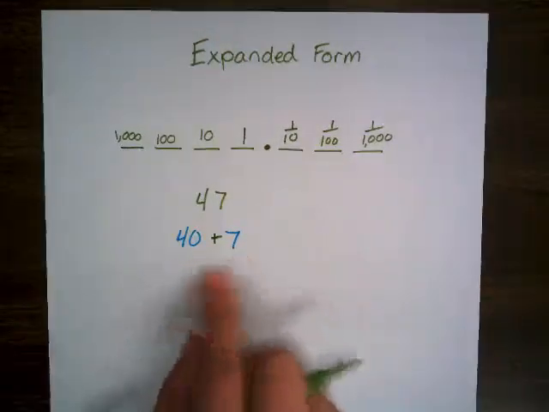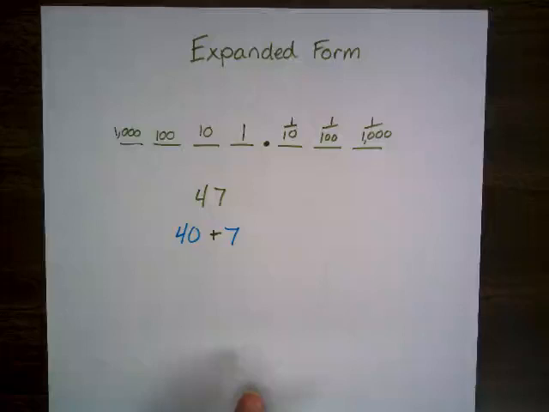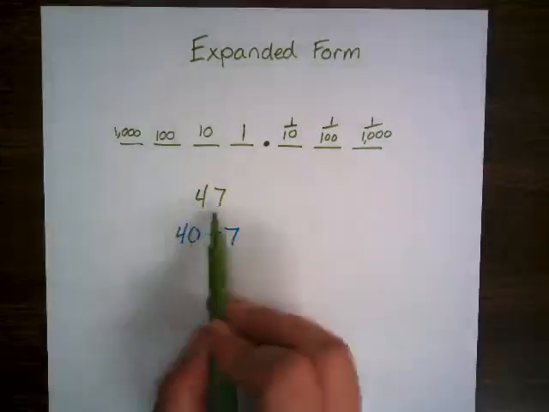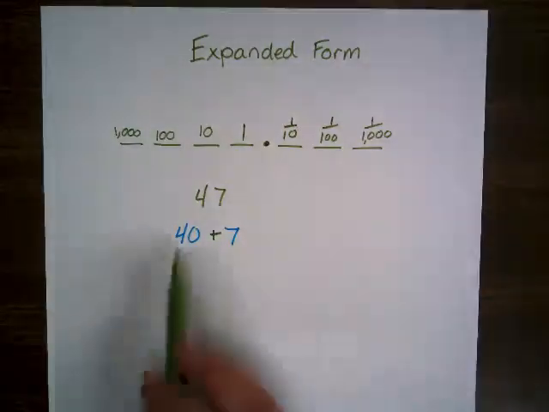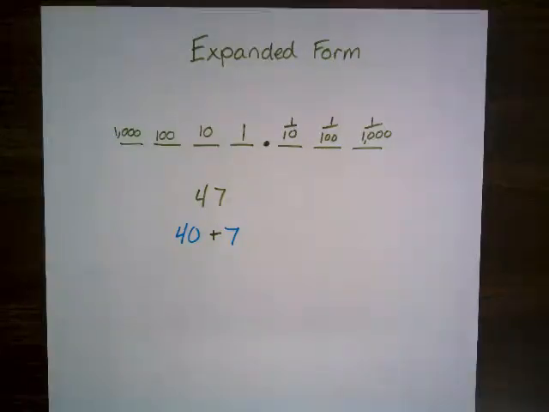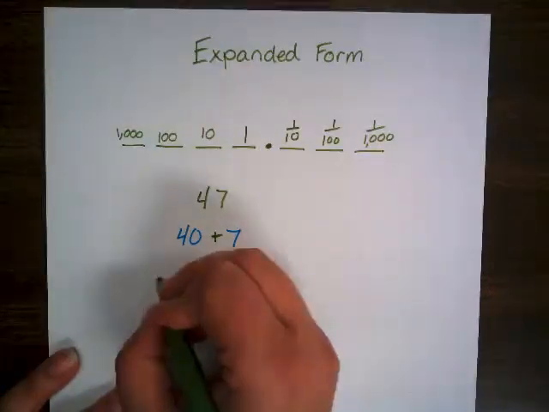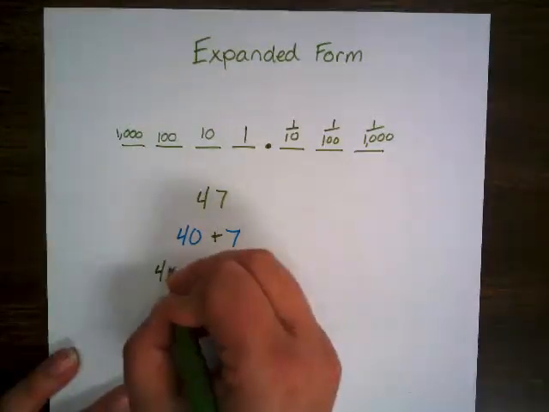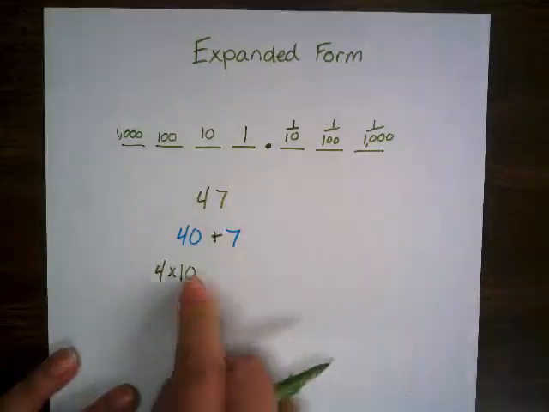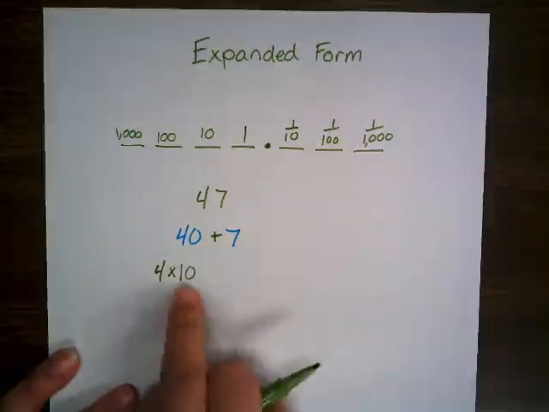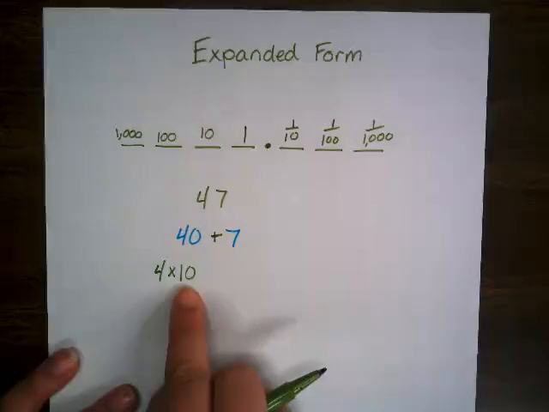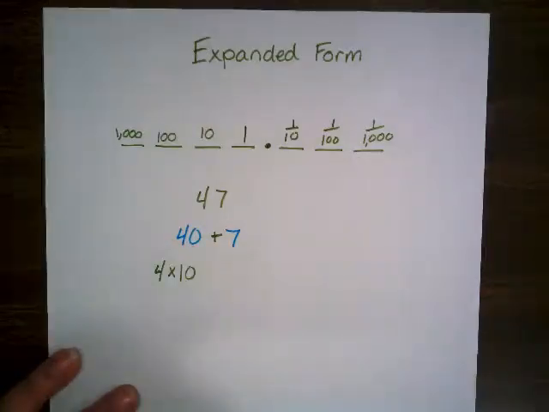Now, this is just thinking about the values of what these digits are actually worth. How did I get that 40 in the first spot? What I did was I took 4 groups of 10. What's 4 times 10? We know that 4 times 10 is 40. We know that 4 groups of 10 is the same thing as 40.